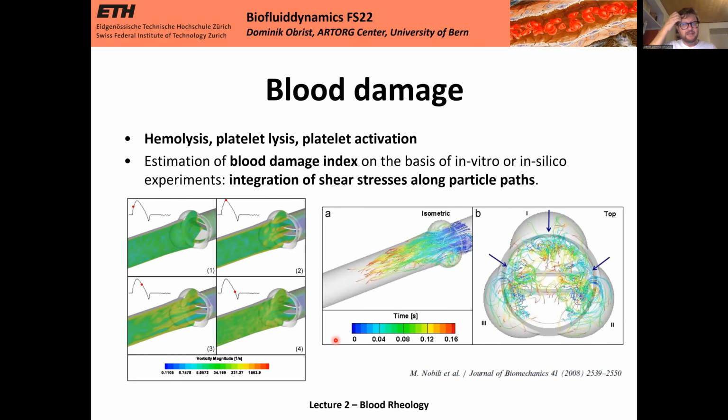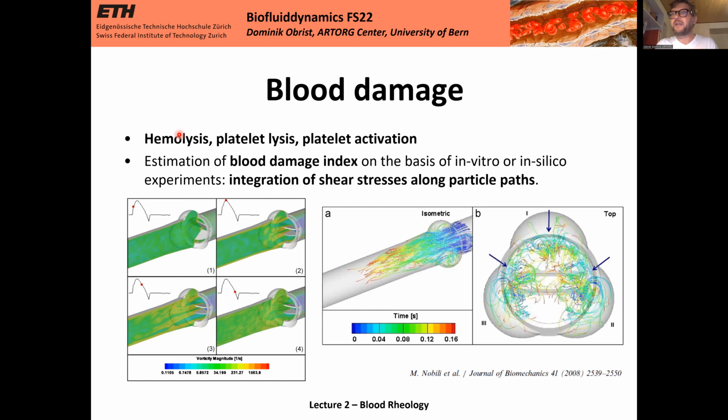Yeah, talking about all these things, we come to the last topic of this introductory part, and that's blood damage. Blood damage is sort of an overarching name for a lot of phenomena. One is hemolysis. Hemolysis describes the rupture of red blood cells. Red blood cells are also, to a certain degree, fragile objects. If you stress them too much, if you tear too much on them, they will rupture and release the hemoglobin.